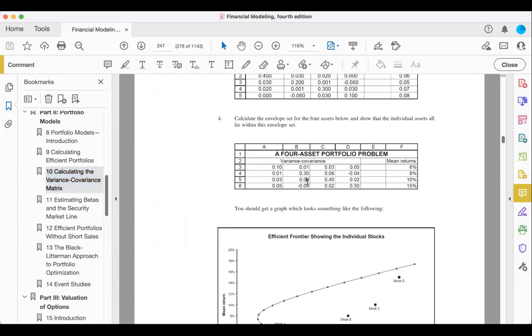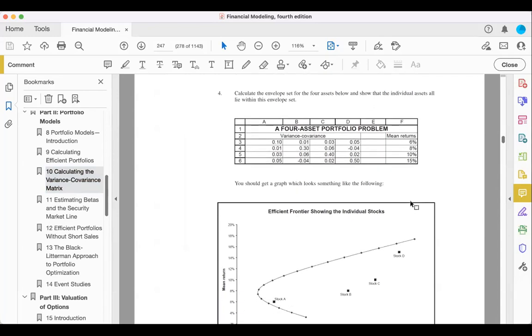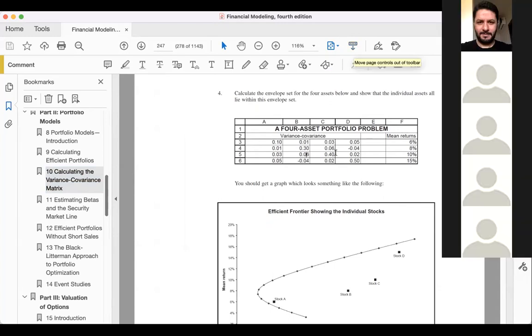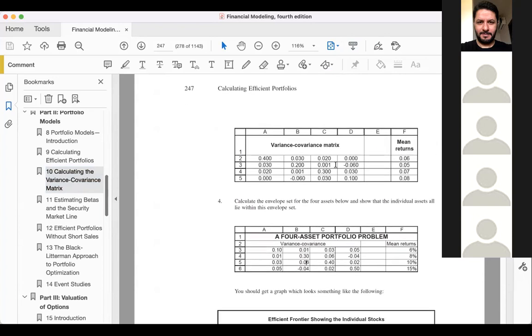We have 4 assets, right, with the following variance covariance matrix and with the following returns. Now, our task is to calculate the envelope for the 4 assets below, and then show that the individual assets that compose these portfolios, which are assets A, B, C, and D, are located within the envelope, right? Page number 247.